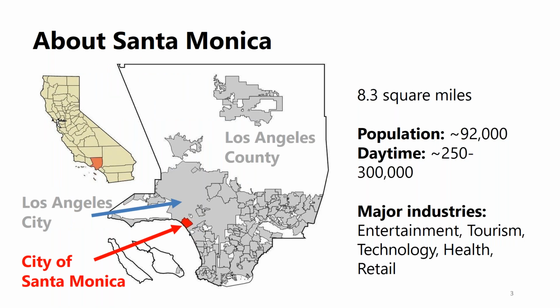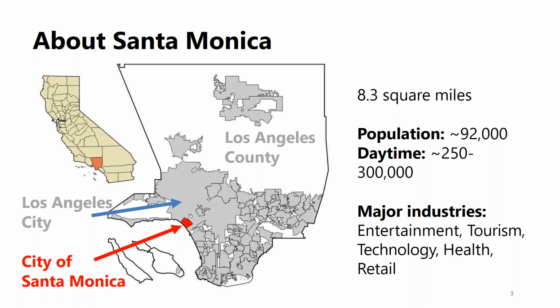So just to give a little bit of an orientation for those who are not familiar, the City of Santa Monica is one of 88 cities in all of Los Angeles County. LA County is a very large area, and the City of Santa Monica is surrounded by the city of Los Angeles on all three sides, and then the Pacific Ocean is on the west side of the city.